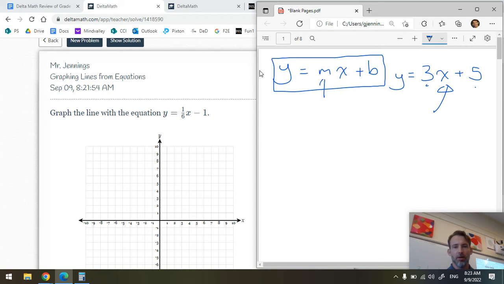So we call m the slope and b the initial value. Another thing that we can call b is the y-intercept, and m is the rate of change.